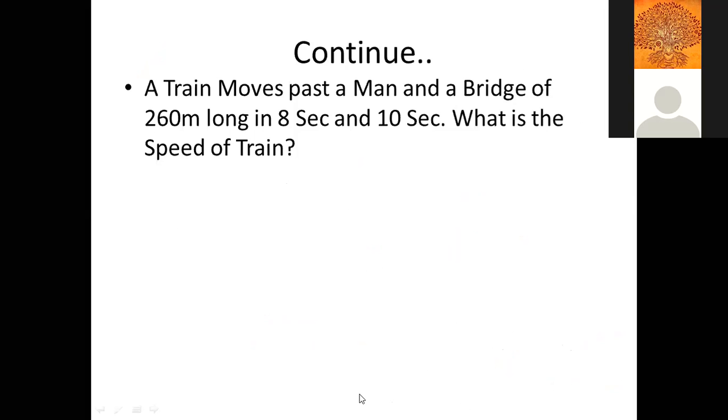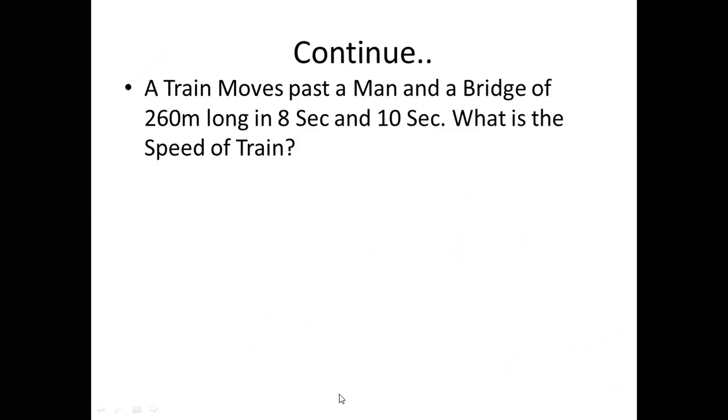Just hold on, students are coming again. Let them join first. Screen is visible to all? Yes, class. Screen is visible. Yes, sir.